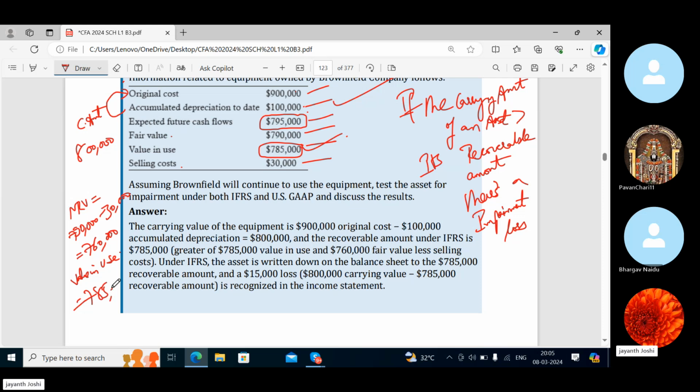I can see that my value in use is more than 760. That means in both I can see this is more than this. So the higher of these is my recoverable amount. My recoverable amount has come to 785. If I see the difference, I am showing this as more and this is less. My impairment loss comes to 15,000, and this will go to SOPL. Okay, you can check this out. We'll move forward.